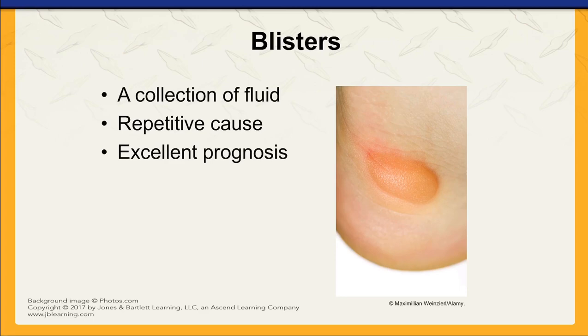What do we see here? A blister. So what's a blister? A blister is just a collection of fluid in a bubble under the outer layer of the skin. So this is just fluid that's collecting under your epidermis, and it's caused by repeated rubbing of the skin. Okay, so it's a repetitive injury. It's treatable and it's also rather preventable.